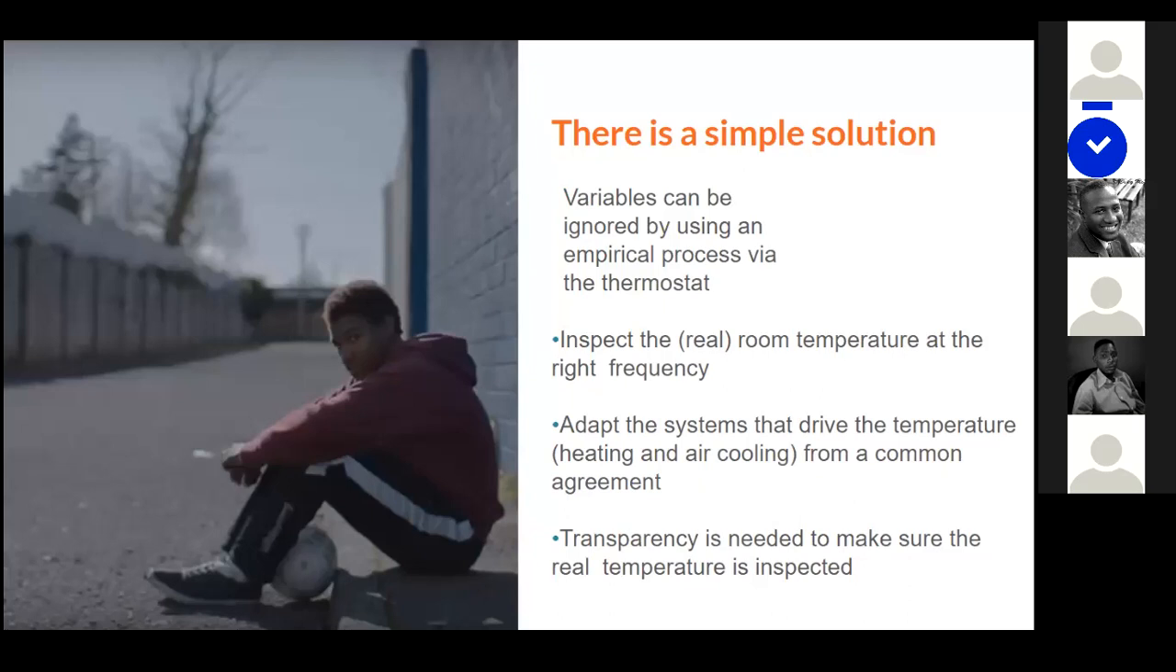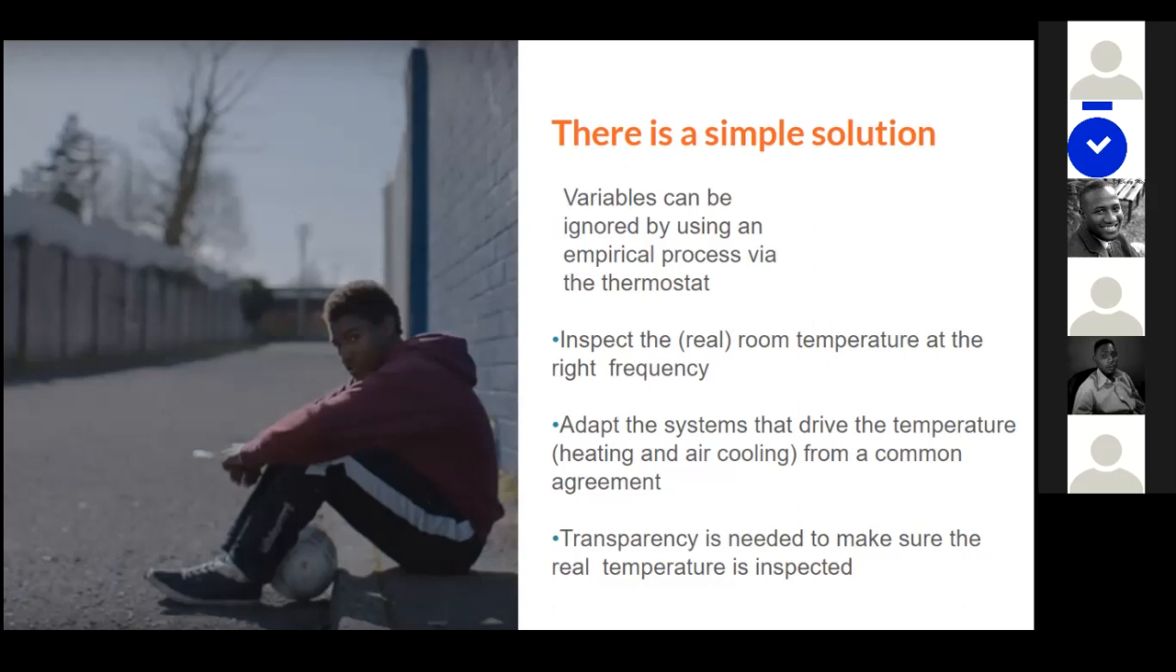So looking at the case study we're talking about earlier, there's a simple solution to that particular room temperature. So those variables can easily be ignored by using an empirical process via the thermostat. So with the thermostat, we can inspect the real room temperature at the right frequency, and we can adapt the systems that drive the temperature heating and air cooling from a common agreement.